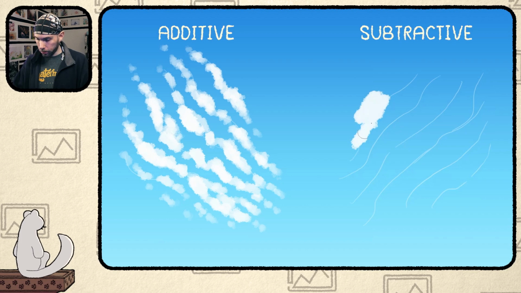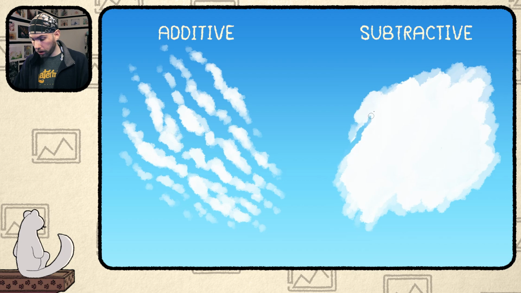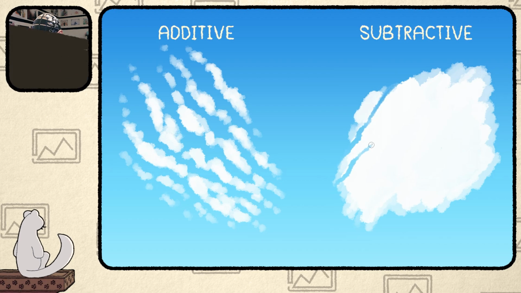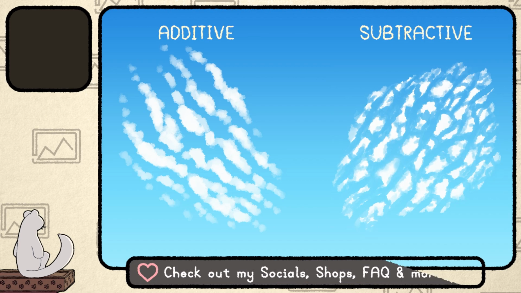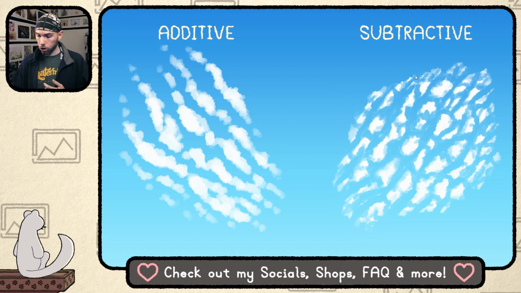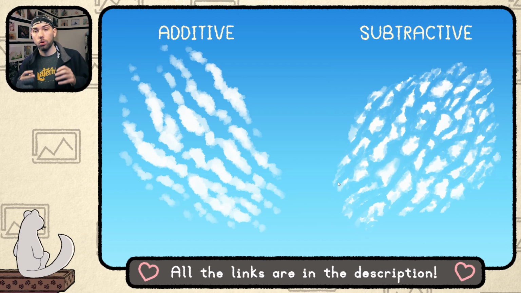Subtractive means that you paint in a whole area and then erase the gaps between the clouds. Or instead of erasing, you actually paint the sky colors in between the clouds and form the pattern that way. In any case, it is important that you add some randomness to your pattern. You don't want them to look too perfect and artificial.